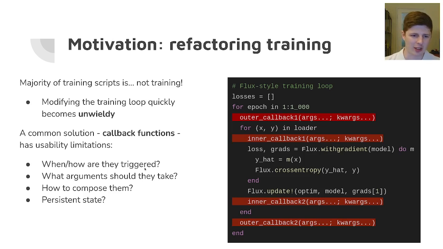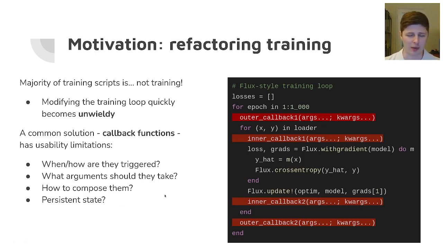But this is also a little bit tricky because you have to decide when and how they are triggered. So here we've chosen kind of ad hoc where to put them. What arguments should they take? So do you just pass in the model, you pass in a data batch? There's different data for evaluation, testing, and so on. How do you compose these callbacks? What if you want them to fire every 10 epochs, but at most every 30 seconds or something like this? This starts to get tricky a little bit quickly. And also tricky with callbacks is persistent state.